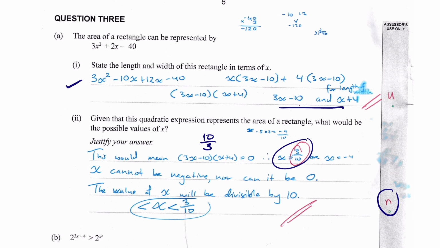I stated that x cannot be negative, which is good. I stated that the value of x will always be divisible by 10. Now that is definitely not right. So you can see that my understanding was kind of flawed because I tried to write this inequality here, saying that x must be less than 3 over 10, which can never be the case, as we proved before.